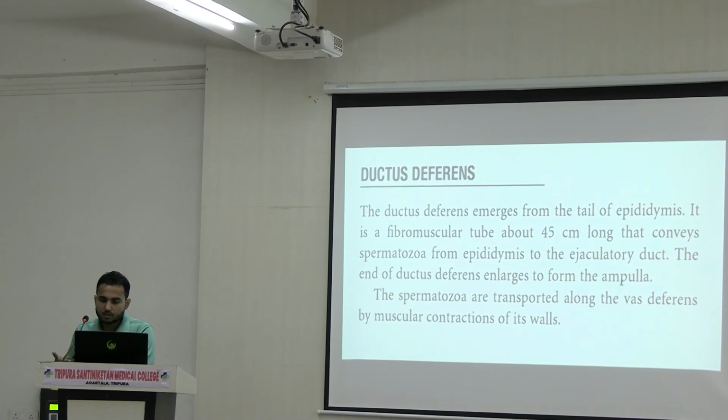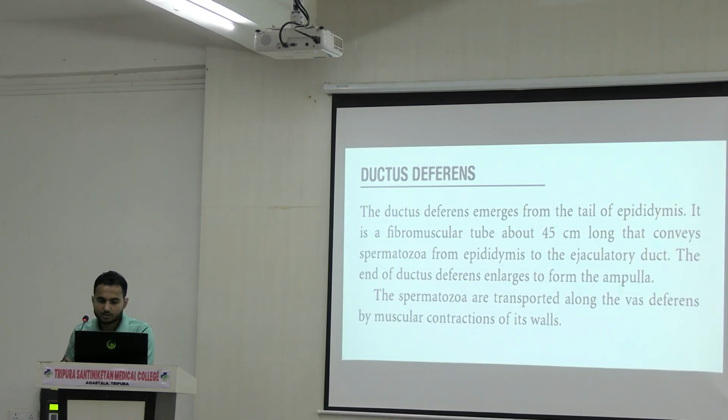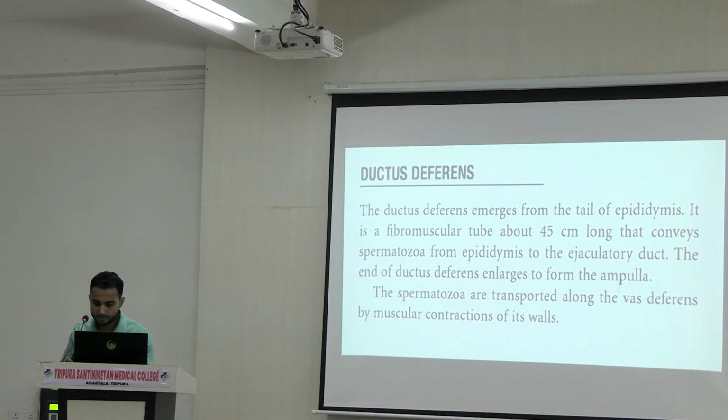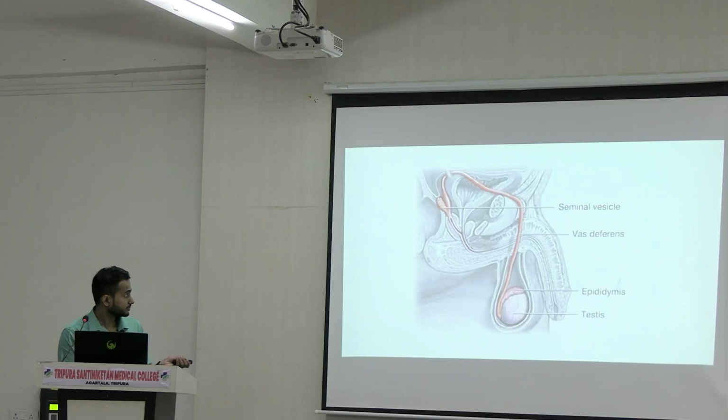Now the end of the ductus deferens is an enlarged part that is called the ampulla. The spermatozoa are transported along the vas deferens by muscular contraction, that means the smooth muscle cells which are present in the wall of the ductus deferens. Let me show you the diagram.